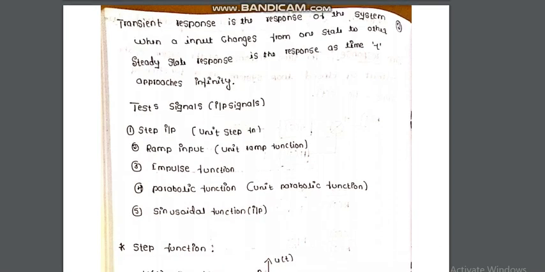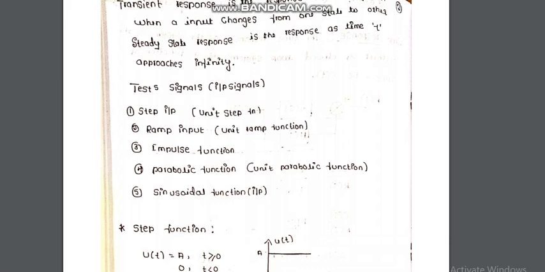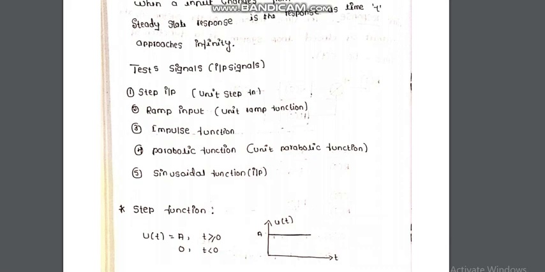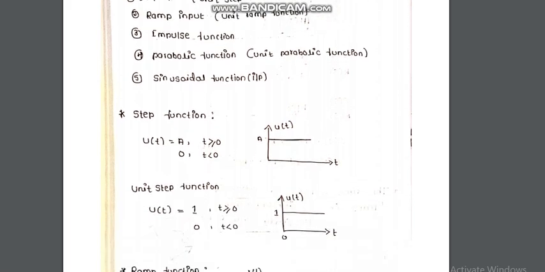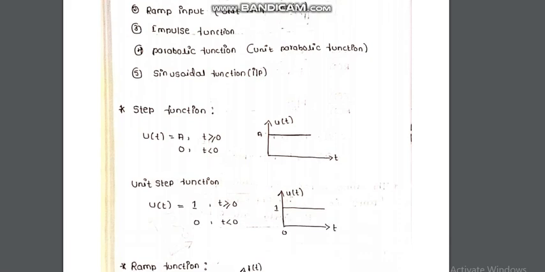And next we'll see the test signals. The standard input signals, as we studied: the unit step input, ramp input, impulse function, parabolic function, or a sinusoidal input function. These are all the standard test signals or standard input signals. So we'll see how to represent these signals. First, we'll see the step function.